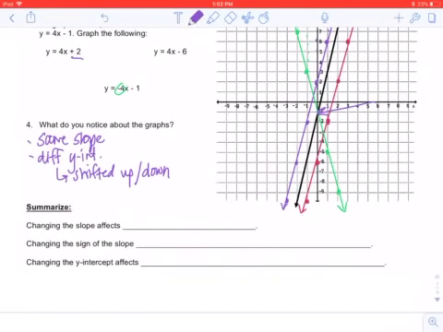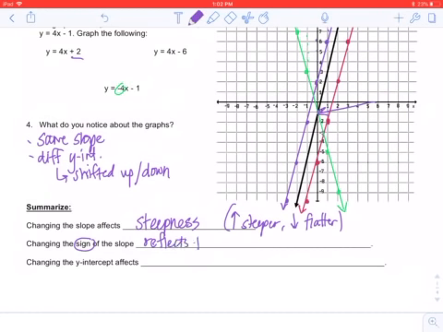So let's summarize down here. It says changing the slope affects steepness. The higher the number, the steeper. Lower, flatter. Now changing the sign of the slope reflects the graph. In other words, it'll go from a positive slope to a negative slope or vice versa. It really is reflecting the graph over the y-axis, or really, just changing the direction. But it doesn't change the steepness unless you actually change the number.